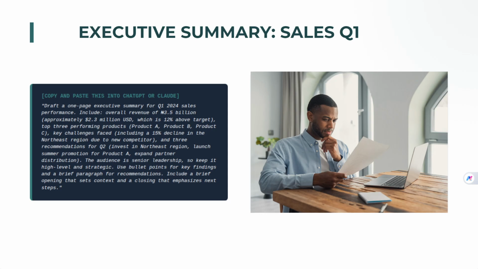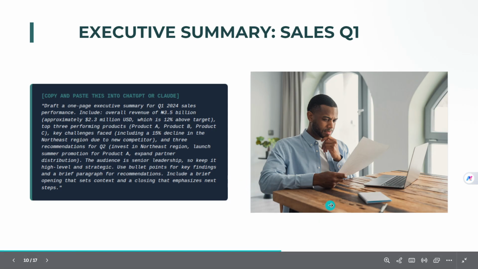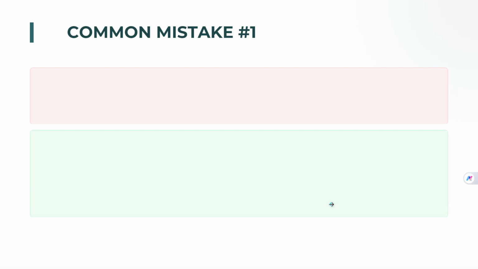Invest in Northeast region. Launch summer promotion for product A. Expand partner distribution. The audience is senior leadership, so keep it high level and strategic. Use bullet points for key findings and a brief paragraph for recommendations. Include a brief opening that sets context and a close that emphasizes next steps. All right. So this approach generates a structured, usable first draft that you can refine with your specific data and insights.